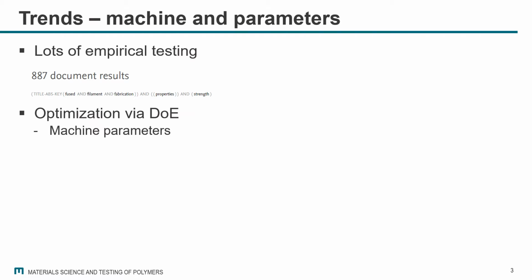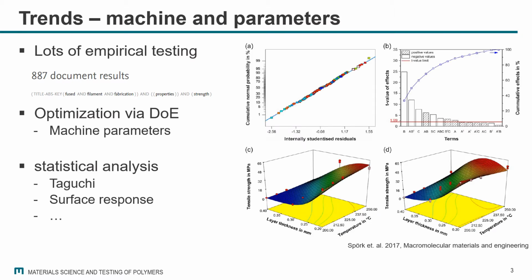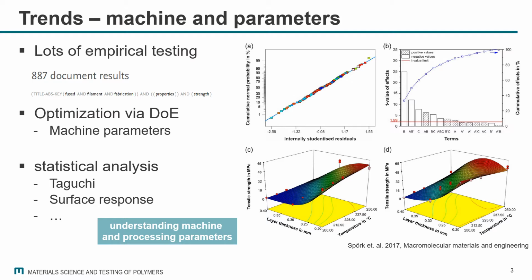Now, this optimization of machine parameters is usually done, or was usually done, via design of experiments and subsequent statistical analysis, as shown here, for example, with a response surface methodology, where you test a lot of different parameters, have a look at the resulting properties, and then try to find the optimum parameters with this statistical analysis. So basically it was understanding the machine and the processing parameters and what this does to our final properties.